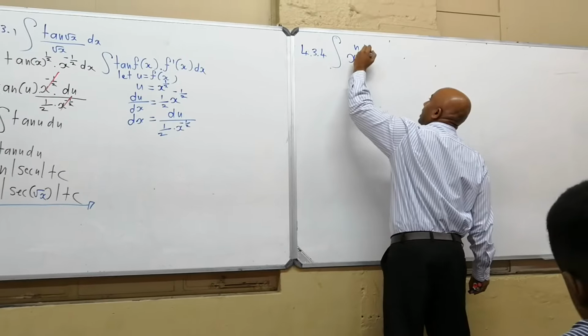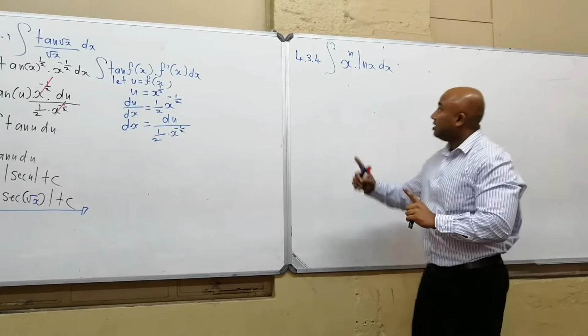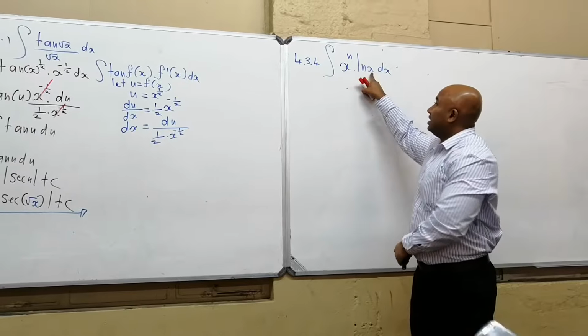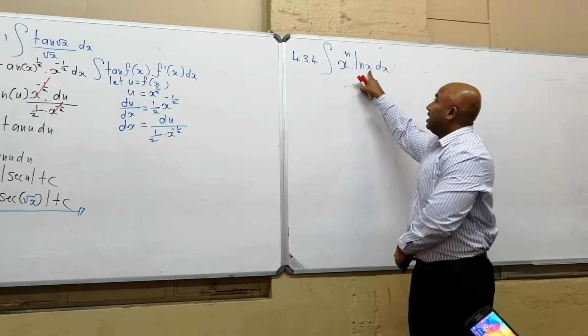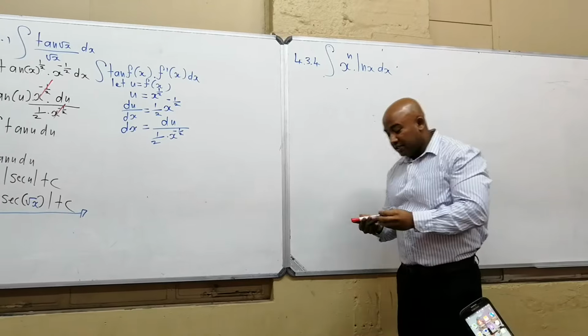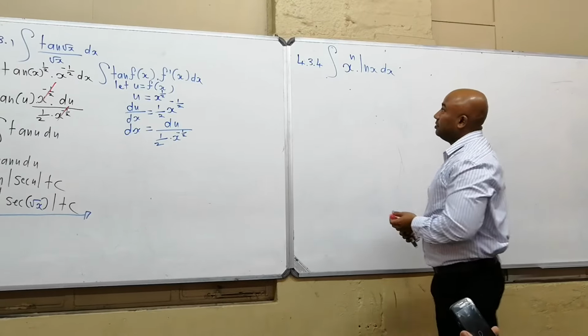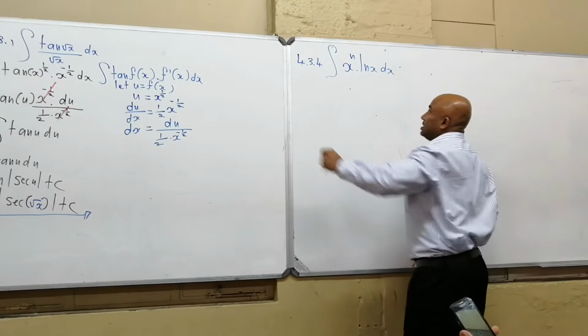Alright, so now, this is integration by parts because I have a ln x here, and if I differentiate ln x, it's not going to cancel. If I differentiate x to the power n, it will not cancel. So this is integration by parts. So what is the formula for integration by parts? It is f of x times g of x minus the integral of g of x times f prime x dx. So now, you go to your priority list. Remember your priority list.